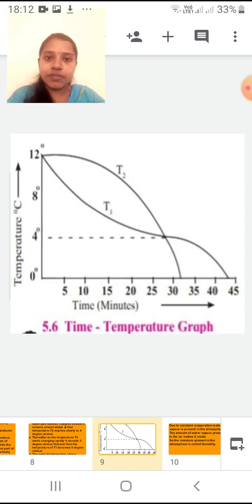See the temperature T1. As I told you, the T1 temperature will rapidly fall to 4 degrees Celsius. Can you see a steep curve coming to 4 degrees Celsius? There it will remain stable for some time and then it will fall to 0 degrees Celsius.